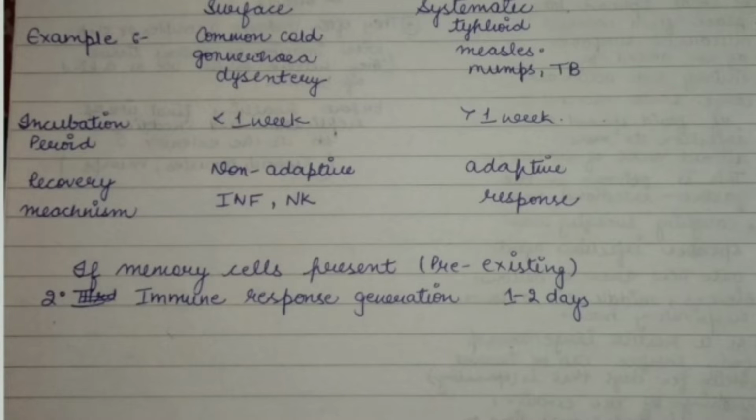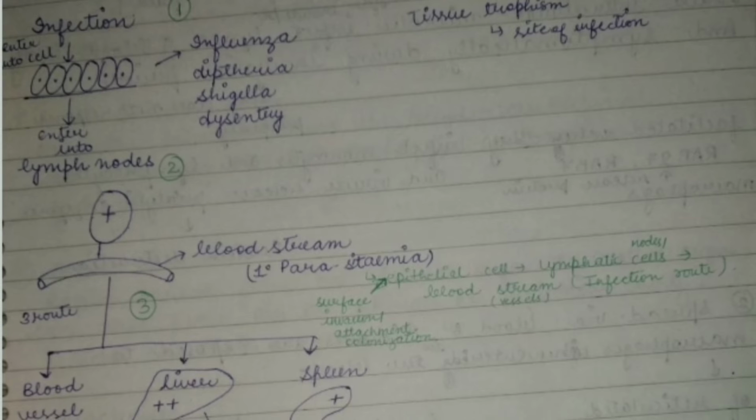Recovery mechanism: what is the recovery mechanism in surface infection? It can be non adaptive, and the recovery mechanisms are interferon and natural killer cells. But in systemic infection, the recovery mechanism is the adaptive immune response. If memory cells are present in our body, then a secondary immune response can be generated in 1 to 2 days. So here we have shown how the mechanism works in systemic infection.